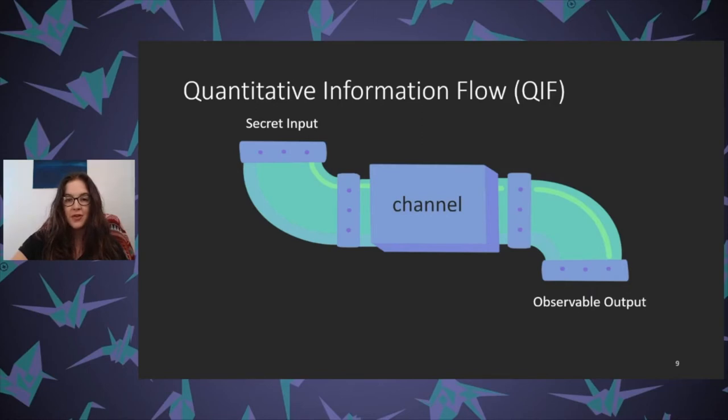Quantitative information flow, or QIF, models a system as a channel that takes in a secret input and outputs something observable. So secrets can be anything that we would like to keep secret, from medical diagnosis, PII, passwords, votes, salaries, to encrypted messages. Observable outputs are anything that an adversary can observe that's correlated with the secret.